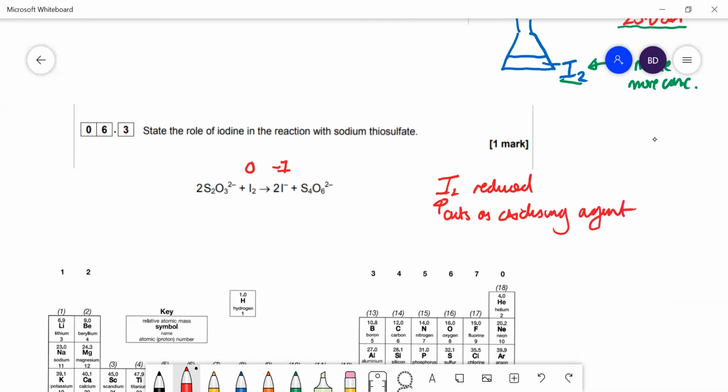Right, what is it oxidising? It doesn't ask you that, but it's oxidising the sulfur in thiosulfate. If you work out the oxidation number of sulfur in thiosulfate, it's 2. In this, strangely, it's a fractional value. The oxidation number there is 2.5. So you've oxidised the sulfur, and the iodine is the oxidising agent.